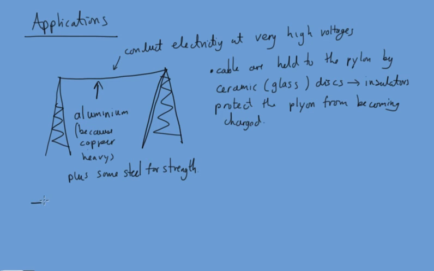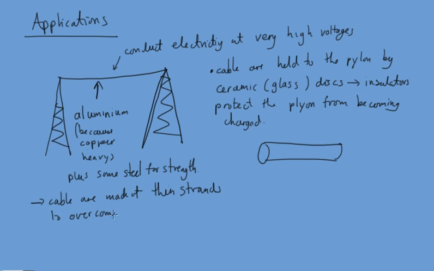Now, cables are made of thin strands instead of a thick cable. I'll explain in a minute why that is. Made of thin strands to overcome skin effect. Now, what is the skin effect? If you were to look at just a piece of metal cabling and explore its resistance, you would notice an increase in diameter gives a decrease in resistance.